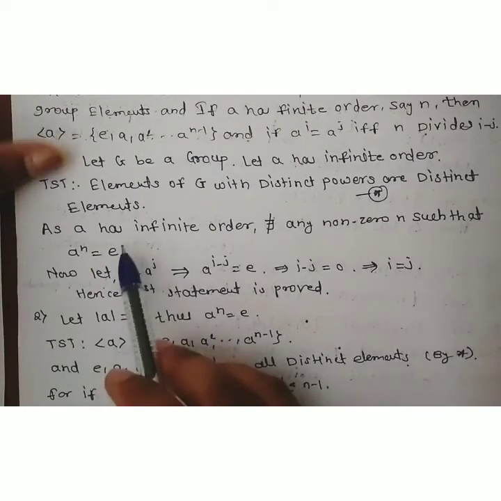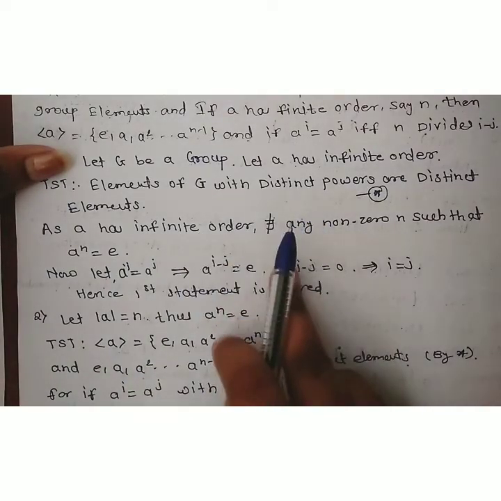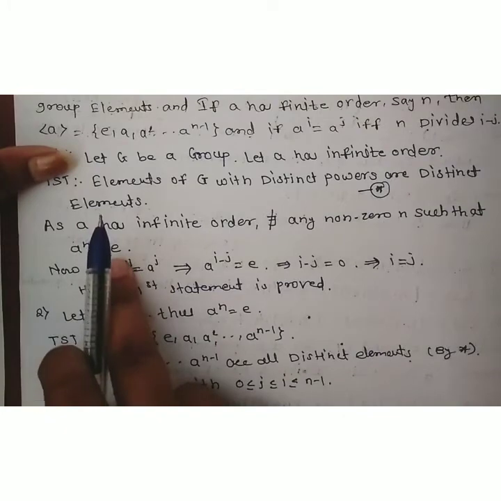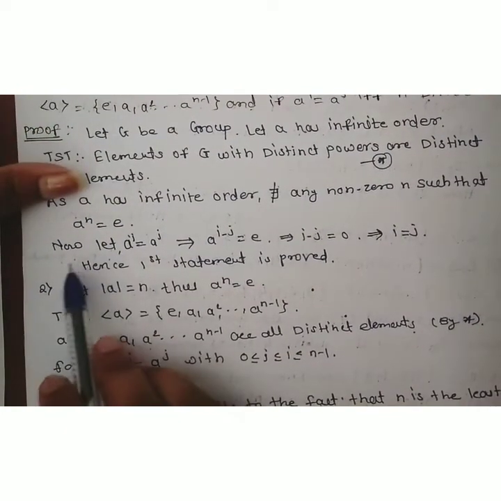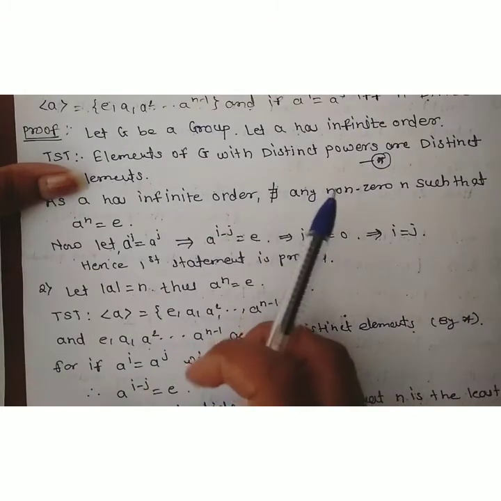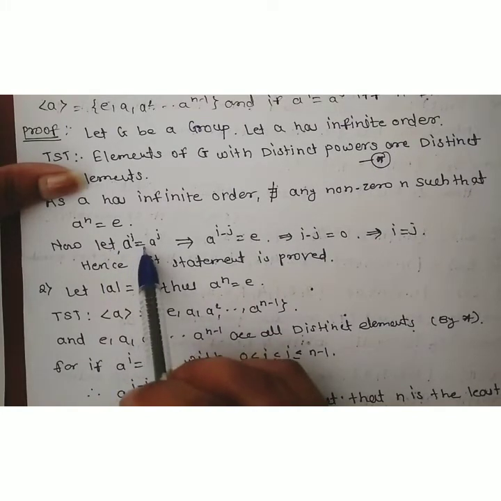Okay, we have given that A has an infinite order. Therefore, there does not exist any element n such that a to the power n is equal to identity. Now we have to show that any two elements of that group are distinct elements. On the contrary, suppose we consider a to the power i is equal to a to the power j.